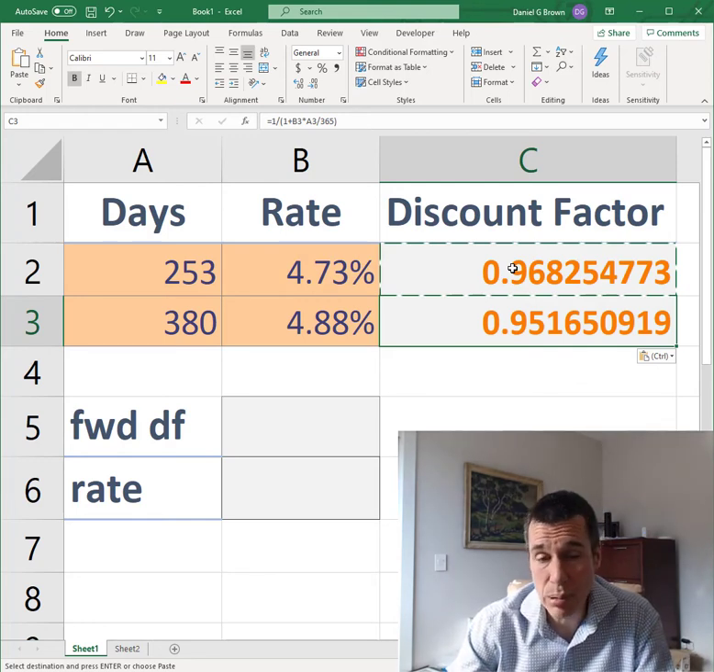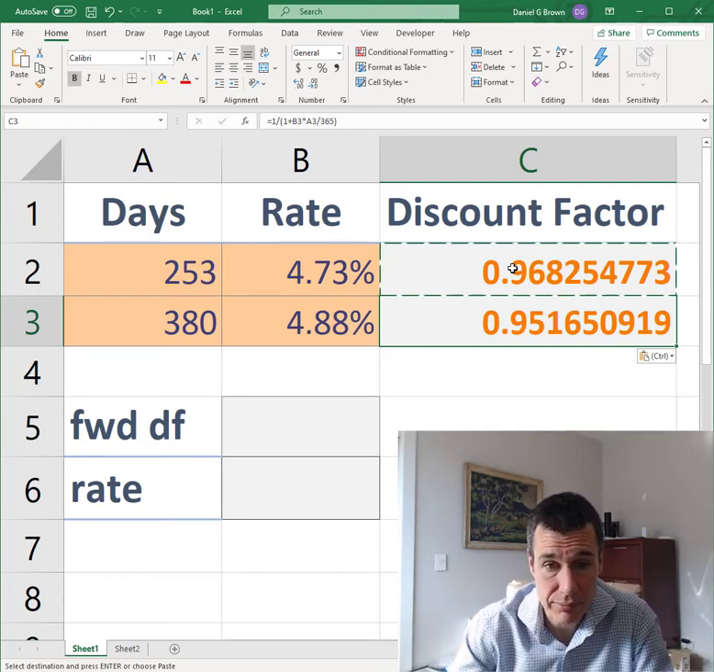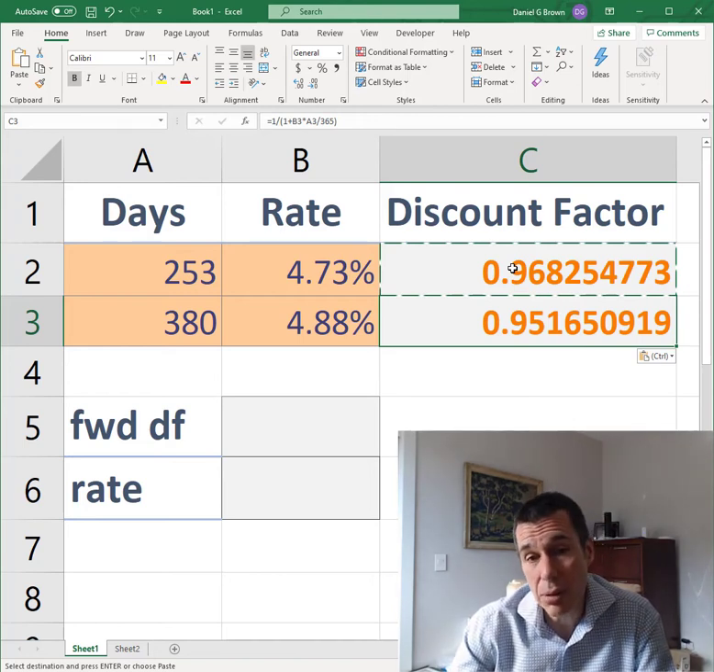If we wanted to find the present value of a cash flow that happened in 253 days, we'd take the size of that cash flow times 0.9682547, and so on. Now, one thing to be careful with in all of these calculations is, generally speaking, you don't want to round intermediate steps. It's fine to round at the end, but rounding in intermediate steps causes some errors.